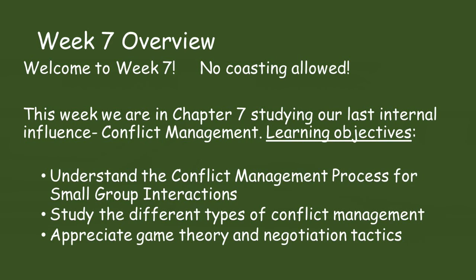We are coming into the home stretch, but do not coast now. Keep going. This week we are in chapter 7 studying our last internal influence, conflict management. This week we have a number of learning objectives. We're going to understand the conflict management process for small group interaction using the Tubbs model. We're going to look at the different types of conflict management. And I want you to dig into game theory and negotiation tactics. I think it's quite interesting and very useful in your careers.